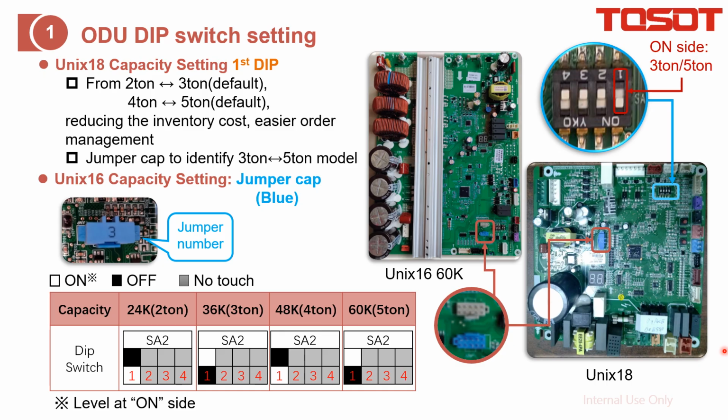For Unix 18, the dip switch, this one is upside down, which also makes it a little bit complicated for the installer to verify the dip switch location, right? I'd like to emphasize that this white lever, which is this one, if it is close to this side, that means it is on. So for our 3 ton and 5 ton default setting, this first dip, this white lever, is at the on side. As for the number 2 to number 4, the default setting is in the opposite direction, which also means this is at the off side.